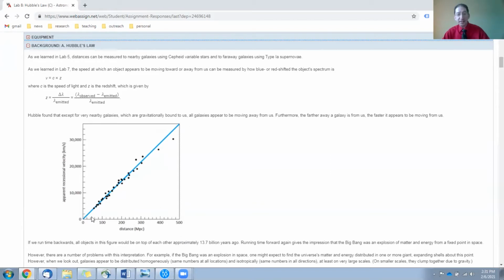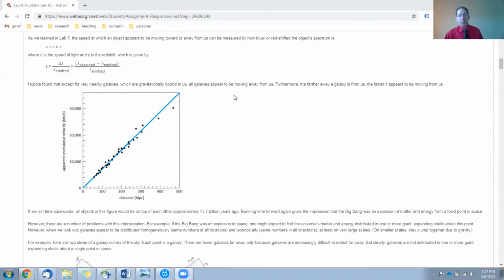For the y-axis, how fast the galaxies appear to be moving away, we can use the Doppler effect, which we learned about in Lab 7. And that's given by this equation, where the velocity of the object is equal to the speed of light times the redshift, and the redshift of the object is equal to the change in wavelength divided by the emitted wavelength, where the wavelengths are measured from the spectrum of the object.